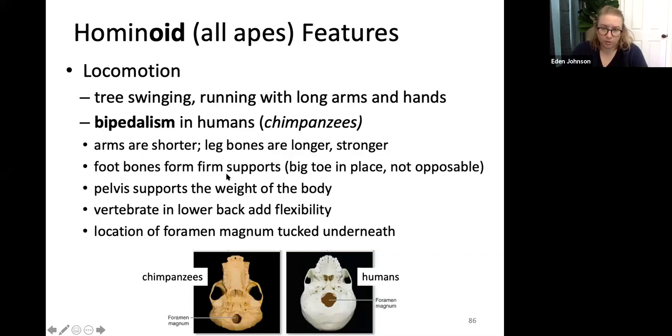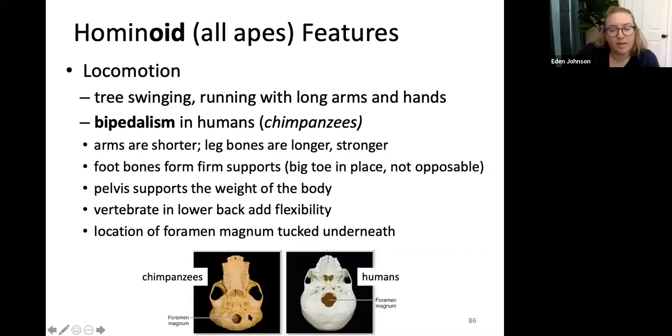Their foot bones are going to provide serious support for them, as well as their pelvic bones that support the weight of their body. Their vertebrae add flexibility. The foramen magnum is tucked underneath. The foramen magnum is the opening for your spinal cord, where your spinal cord connects with your brainstem, okay?